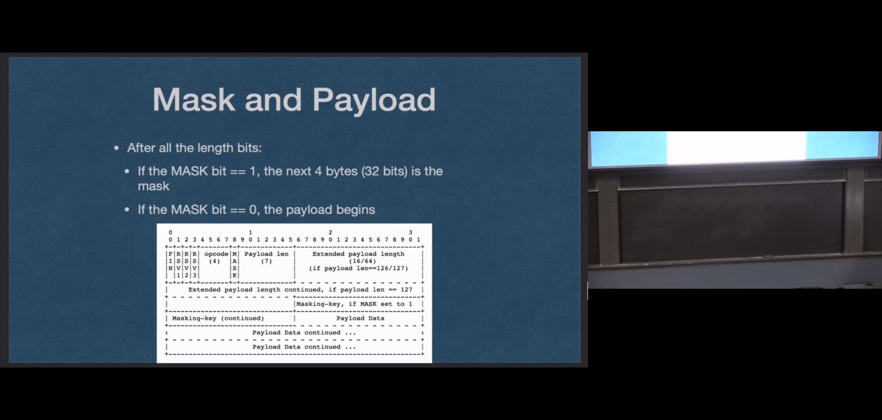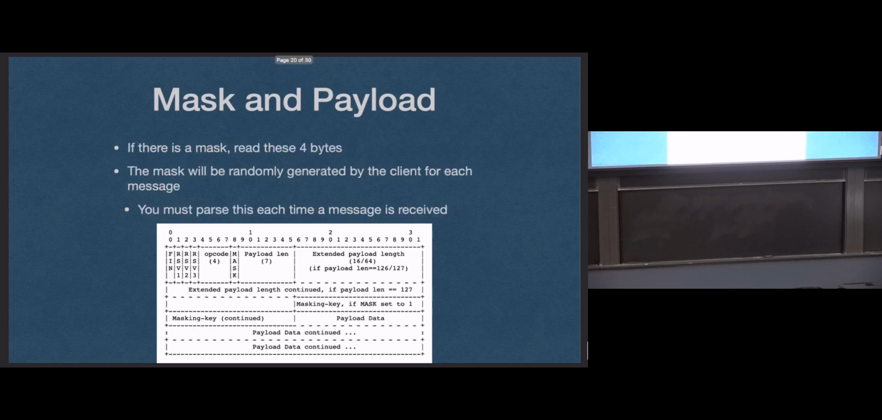So after the payload length, however much room the payload length takes up, if the mask bit is 1, then the next 4 bytes will be the masking key. This will be 4 bytes of random data. This will be randomly generated by the client, random to us. It will be different every single time we get a frame.